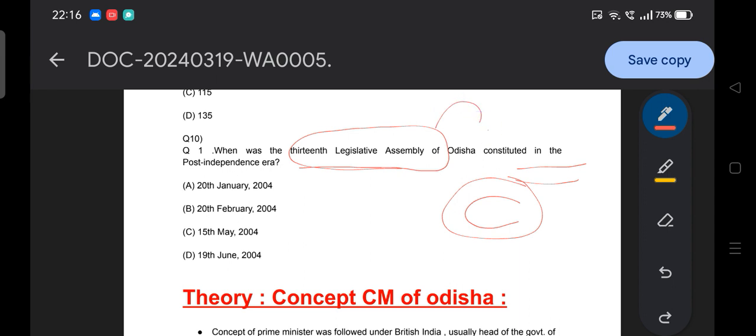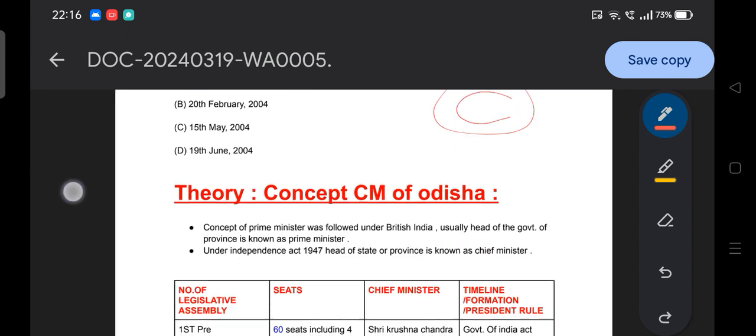Why do they ask about the 10th legislative assembly? Then you can understand the essence of the questions and accordingly you have to study. So on the basis of this note, let's start our theory.